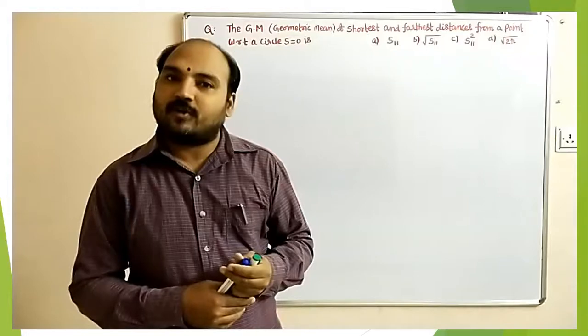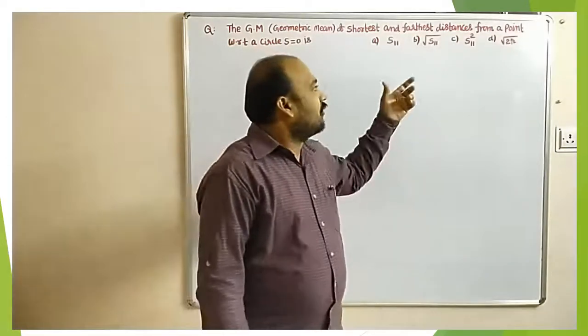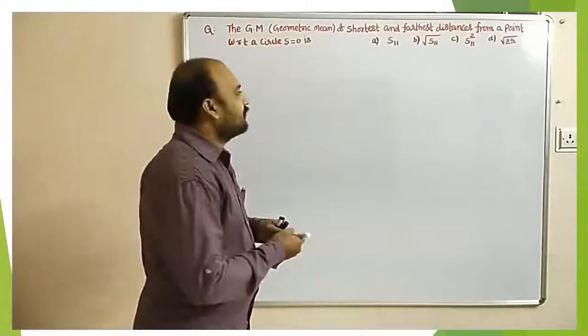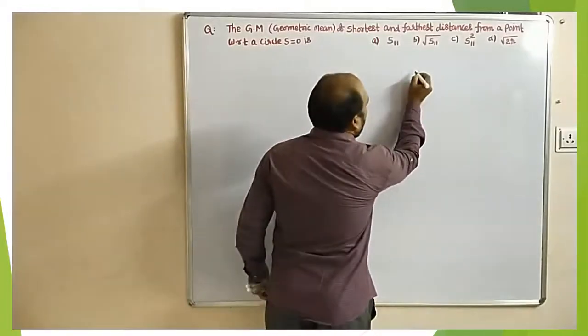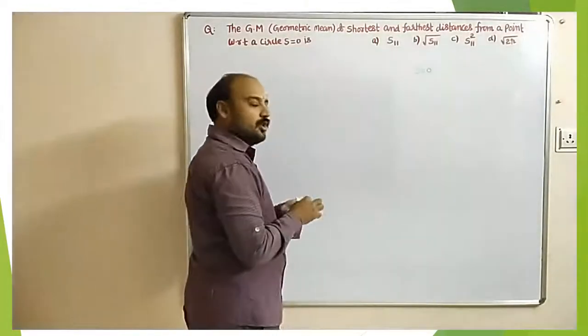Let us have a discussion on the first question. The geometrical mean of the shortest and farthest distances from a point with respect to the circle S equal to 0 is. So, consider S is equal to 0.